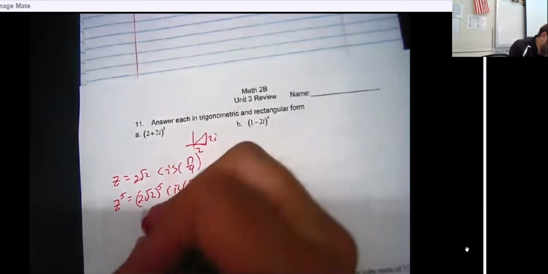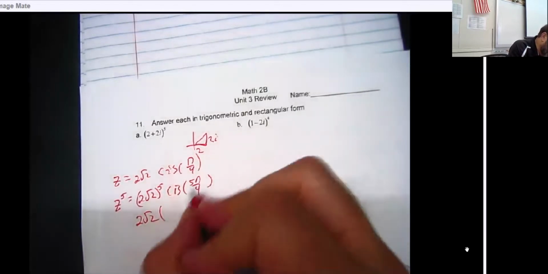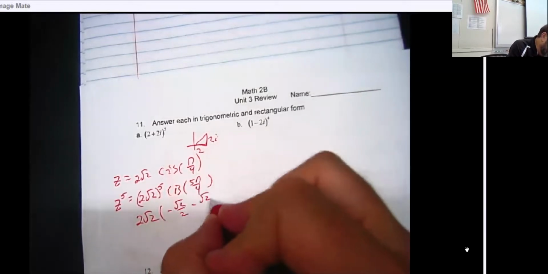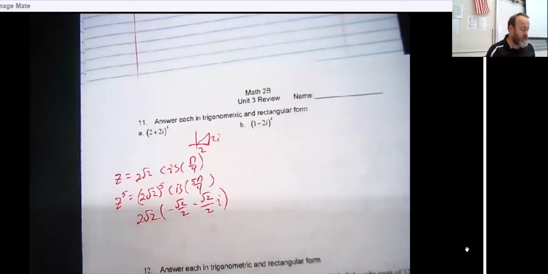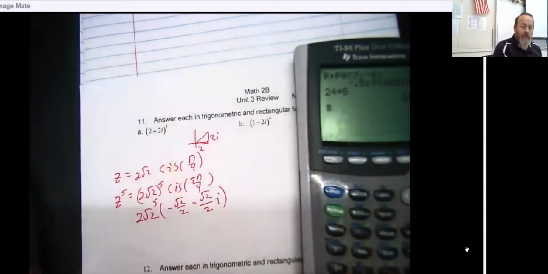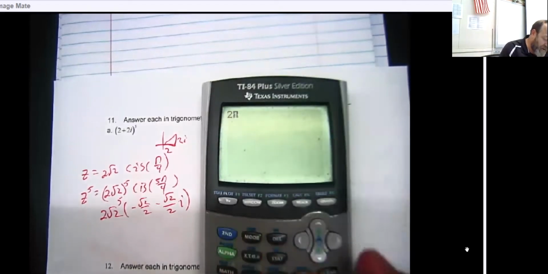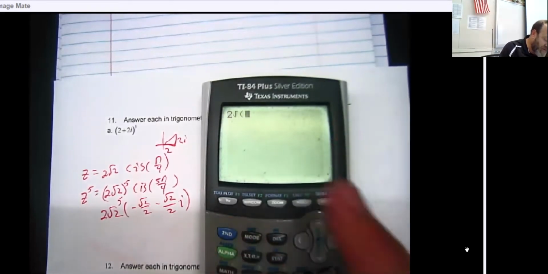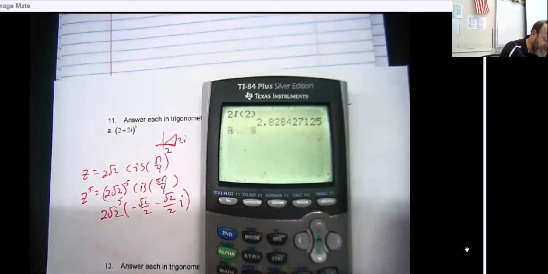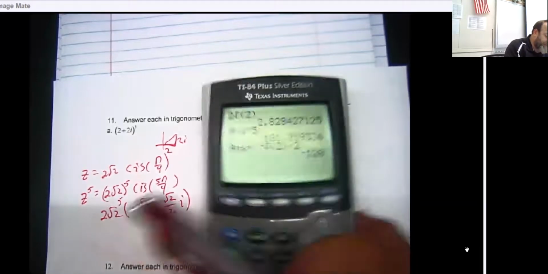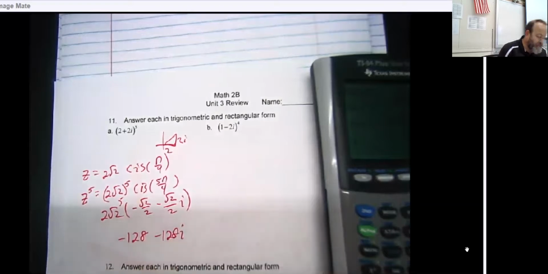Now, you might think that's going to be gross, but the cosine of 5 pi over 4 and the sine of 5 pi over 4 both have a bunch of root 2 over 2's in them. I'm going to be a little lazy because I think I know what it's going to be, but I want to make sure. So I'm going to take my calculator, take 2 root 2, and raise that to the 5th power. Got a weird number here, right? And I'm going to multiply that by negative root 2 over 2. Oh, it's just negative 128. That's amazing. So if that's negative 128, then this is also negative 128, and I'm actually done.